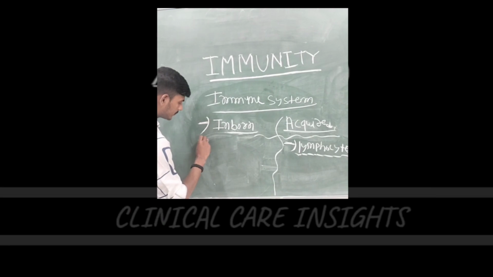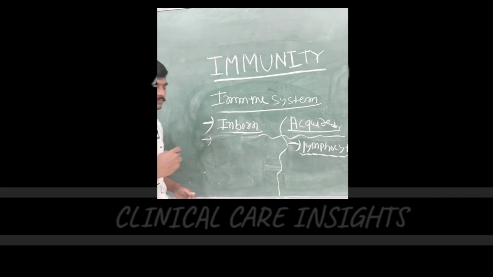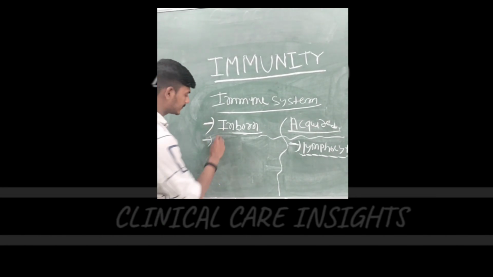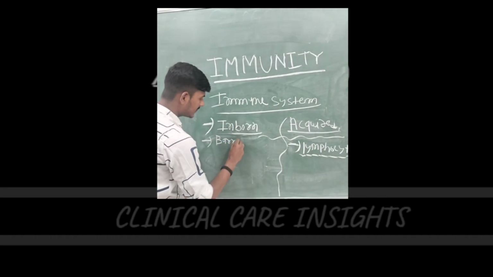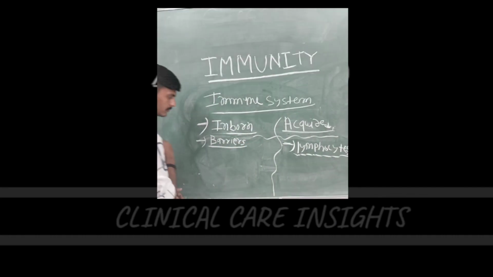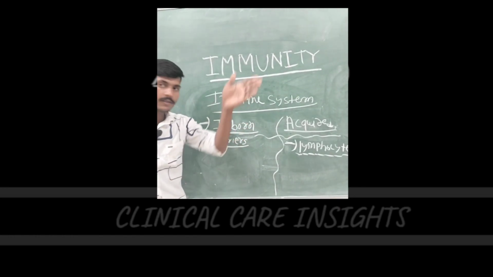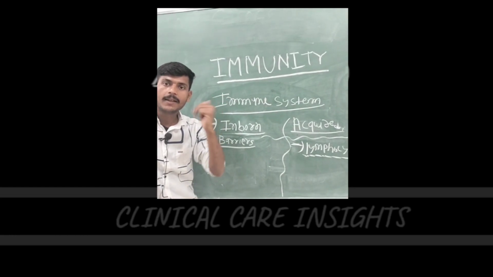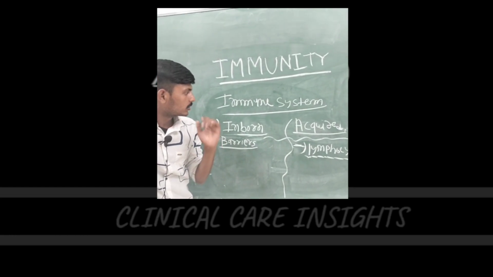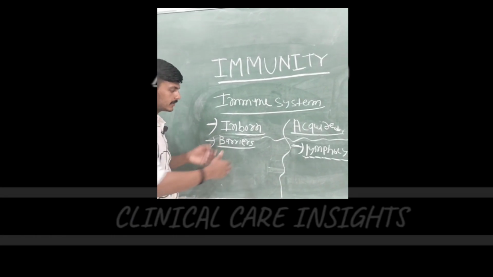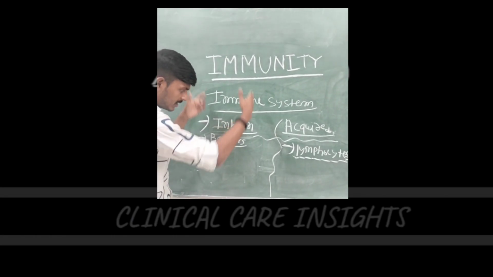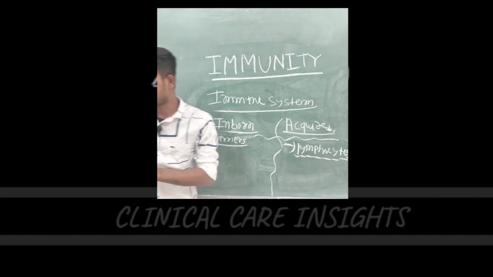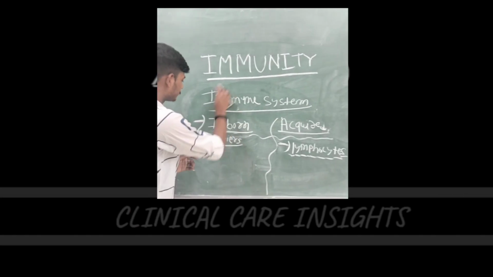Now, for inborn immunity, we have barriers, different types of barriers. These barriers act as both chemical and mechanical barriers. So now what I am going to do is take the innate, or inborn, immune types and describe their barriers in detail.